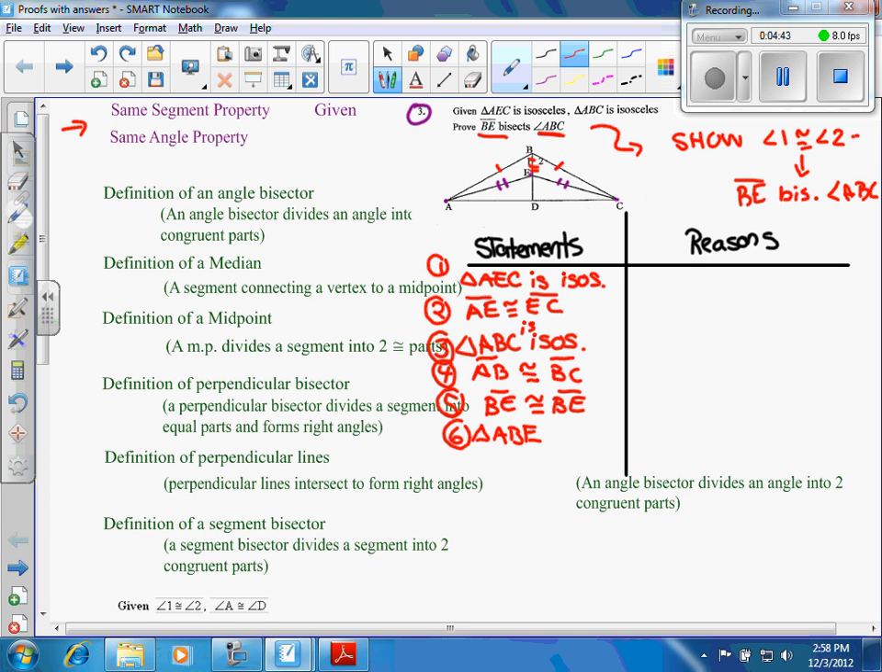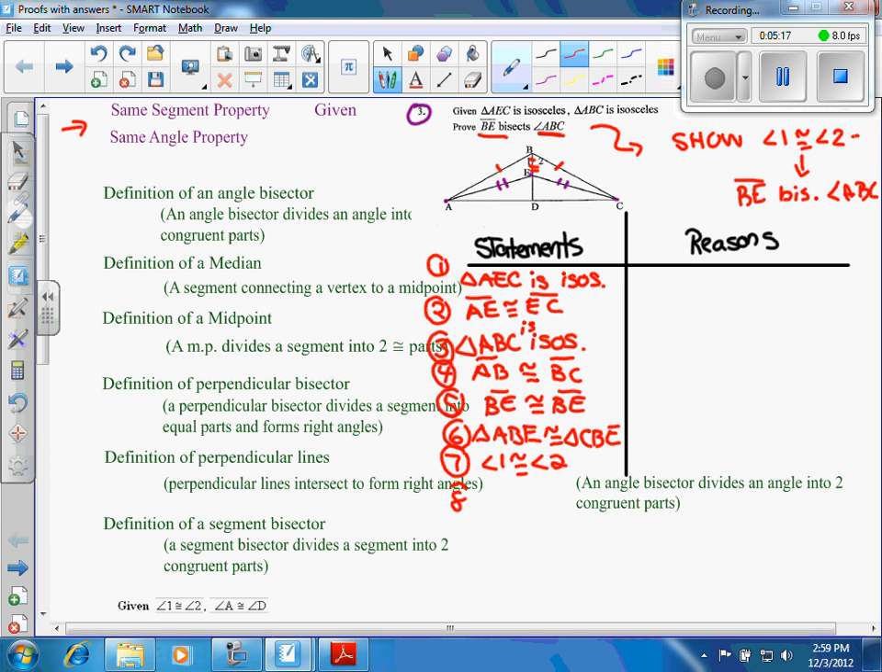ABE is congruent to CBE. And the reason is going to be side, side, side. Yeah. And then angle 1 is congruent to angle 2. And the reason is CPCTC, because the triangles are congruent, the corresponding parts are congruent.